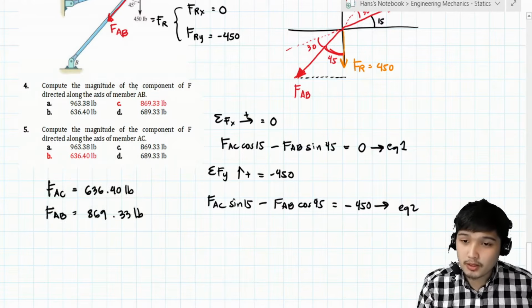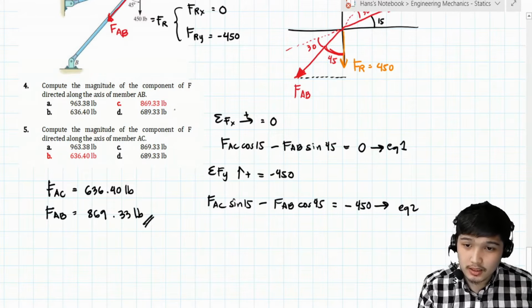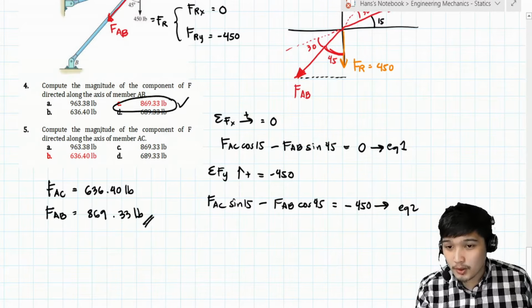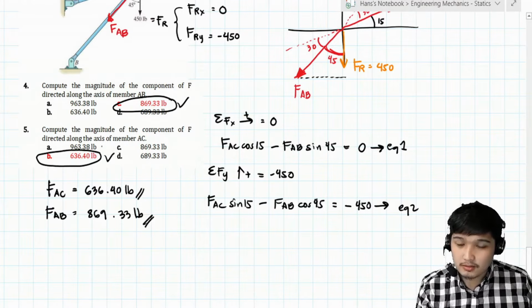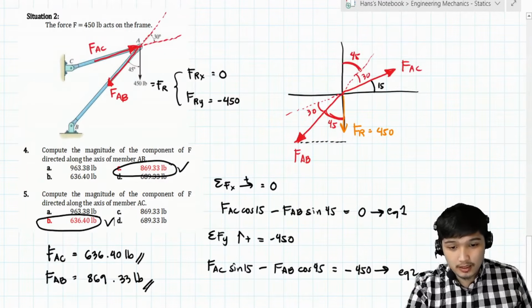So for number 4, tinatanong is AB. So wag malilito. AB is ito, 869. So letter C. So correct. So for number 5, compute the magnitude along the AC. So FAC, so yun yung 636. So letter B, so correct. Okay, so gets ba yun class?